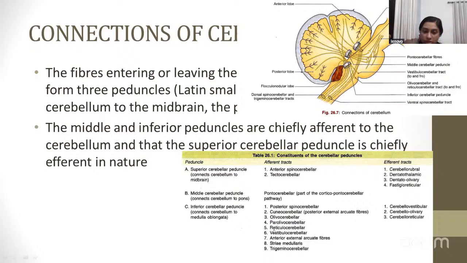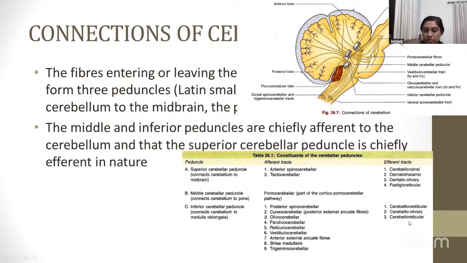Okay, they are intercerebellar nuclei. And the middle cerebellar peduncle connects the cerebellum to the pons, and it has the afferent tracts, mainly pontocerebellar, part of the cortico-pontocerebellar, cortex to pontine nucleus to cerebellum. Okay, that's the main afferent pathway in the middle cerebellar peduncle. And the inferior cerebellar peduncle connects the cerebellum to the medulla oblongata. And we have different tracts: posterior spinocerebellar, cuneocerebellar, olivocerebellar, paraolivocerebellar, etc. And the efferent tracts are mainly cerebellovestibular, cerebello-olivary, and cerebello-reticular.